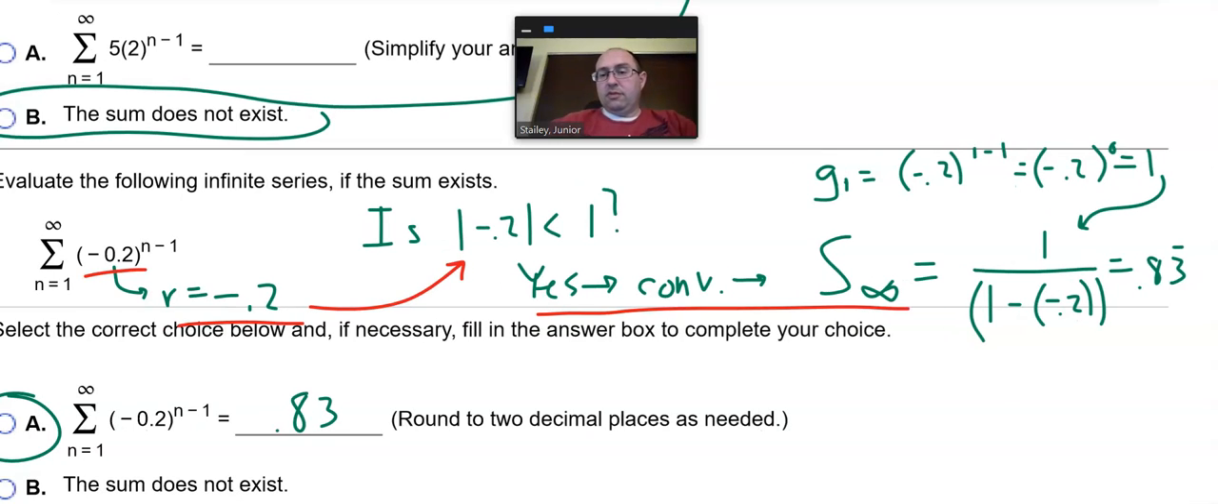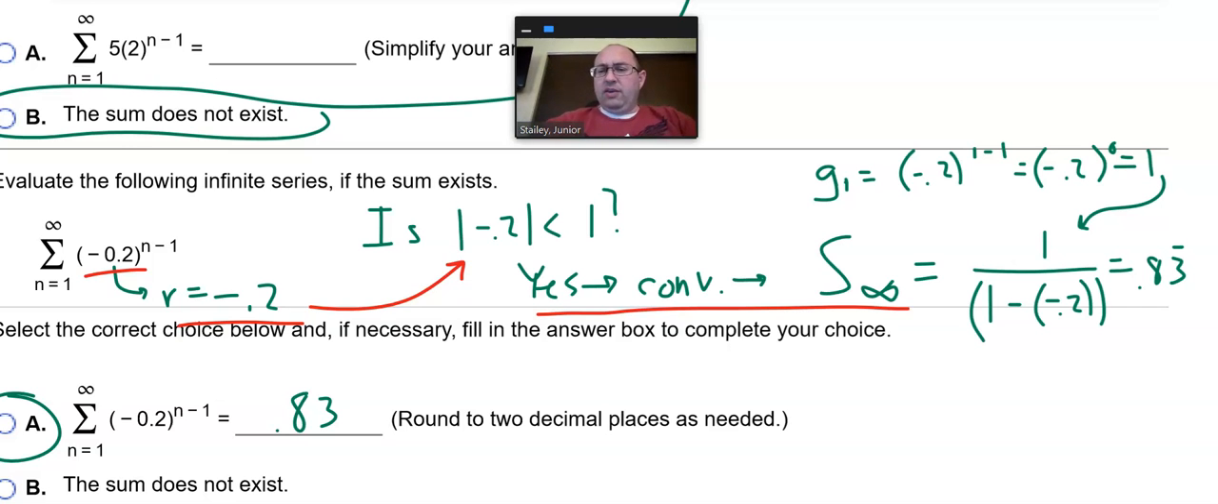Okay. Now, I should have said, yes, it converges. Therefore, just like a baby, we use the formula. That joke didn't come out fast enough.